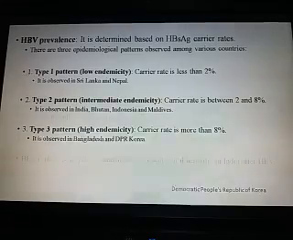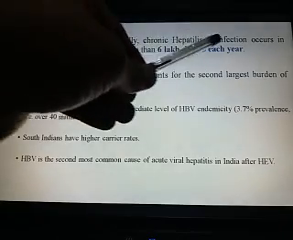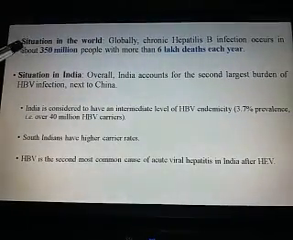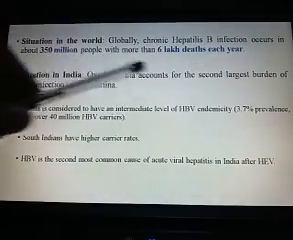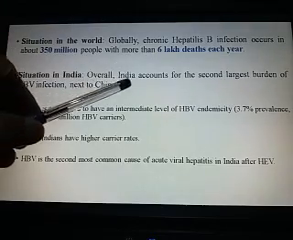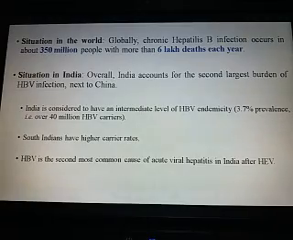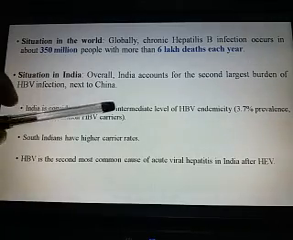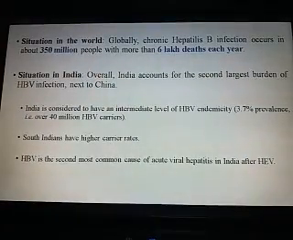Okay, moving to the situation in India and the world. You can see here that hepatitis B virus infection occurs in about 350 million people and causes 3 lakh deaths per year in the worldwide data. In India, overall India accounts for the second largest burden next to China. India is considered to have an intermediate level of hepatitis B virus.